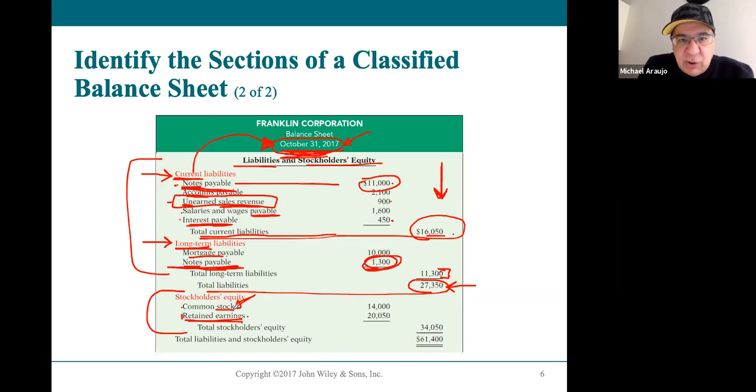That's what stock is, shares of ownership. Company exists, becomes profitable. Now you got some retained earnings. Okay, so that's why they're always in that order. Total stockholders' equity, as you see here, is listed and posted on the far right. And then the total liabilities and stockholders' equity is your total liabilities and your total stockholders' equity combined. So this $61,400 is these two numbers combined.